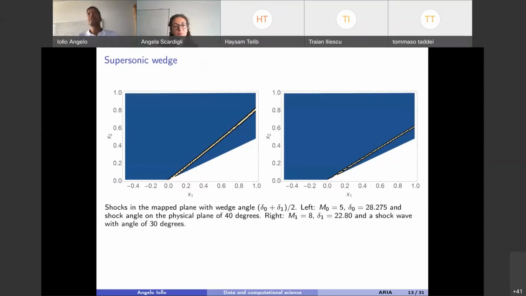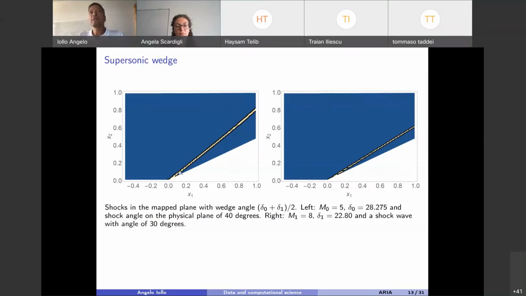Okay, so let me give a first example of what I'm talking about. We have the supersonic flow over a wedge. The supersonic flow over a wedge is parameterized by essentially the wedge angle and the Mach number at infinity. In this test case, we are changing both the Mach number at infinity and the wedge angle, and we are remapping the solution in a reference plane.